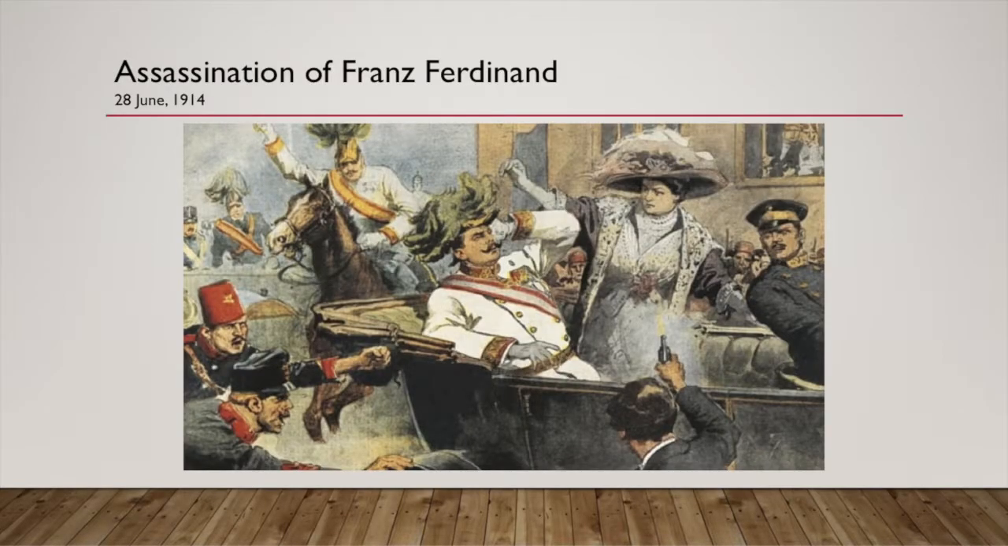The assassination of Franz Ferdinand, 28th of June 1914. On 28th of June 1914, Archduke Franz Ferdinand and his wife Sophie visited the town of Sarajevo, Bosnia.